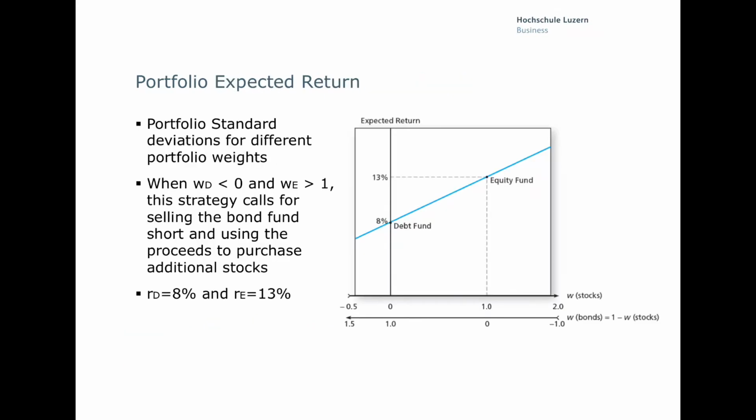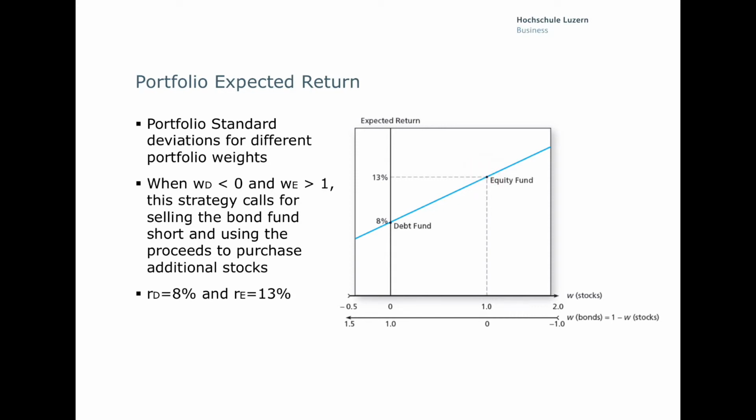Portfolio expected returns. We can experiment with different portfolio proportions to observe the effect on portfolio expected returns and variance. When the proportion invested in debt varies from 1 to 0, the proportion in equity varies from 0 to 1. The portfolio expected return goes from 8%, the expected return of bonds, to 13%, the expected rate of return on stocks.